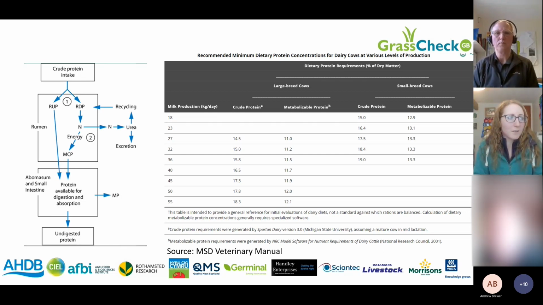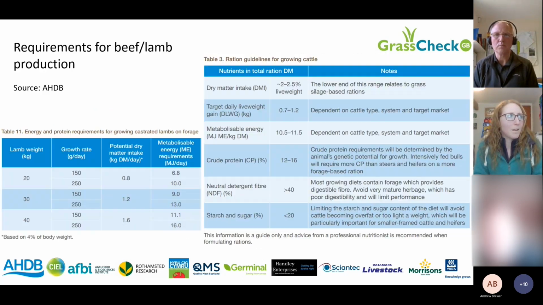And when you're looking at this kind of rationing, it's the whole diet that's important. So if your grass is not quite up to meeting crude protein demand, but you are feeding a supplement in the parlour, or you're feeding a creep feed or anything like that to your stock, it's the whole ration that needs to be considered. Here are a couple of tables on requirements for beef and lamb animals as well as dairy, highlighting that the ration guidelines would be looking at crude protein requirements for beef cattle at 12 to 16%. So easily, mostly met within what's provided in grazing grass samples.